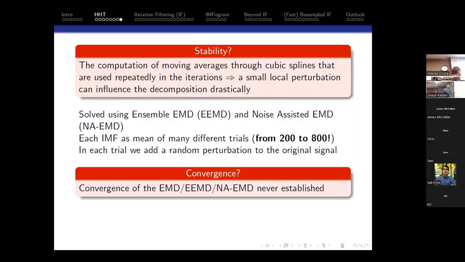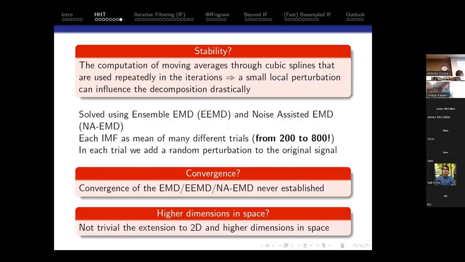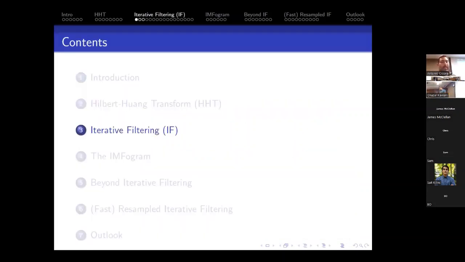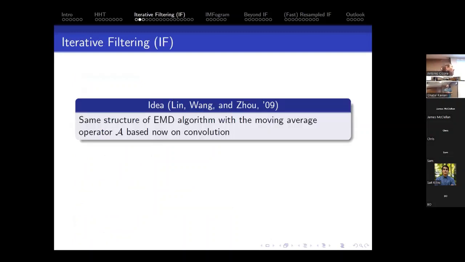And the other little problem is that if you try to extend these techniques to higher dimensions, the computational time becomes even higher because you have to build envelopes in higher dimensions. So for all these reasons, in 2009, Lin, Wang, and Zhou from the School of Mathematics here proposed an alternative technique called iterative filtering. The idea is to simply redo the moving average calculation in a more mathematical fashion. How? Using integration. Okay.